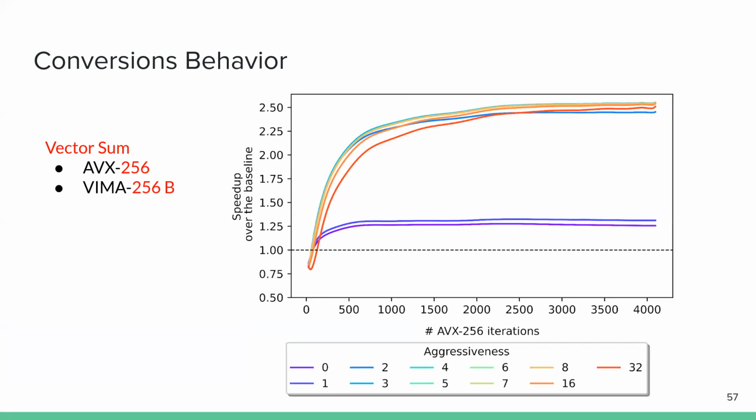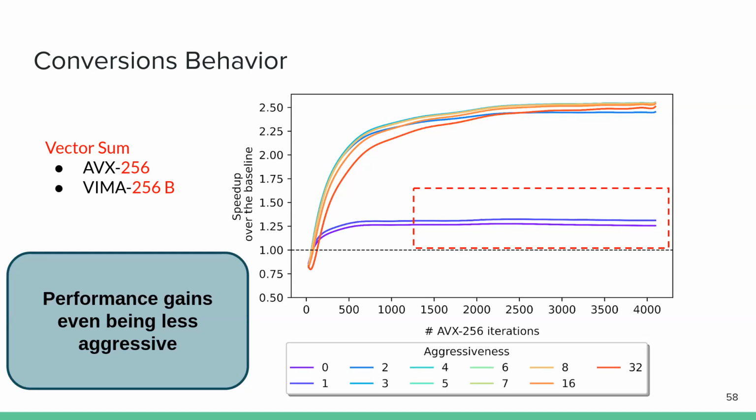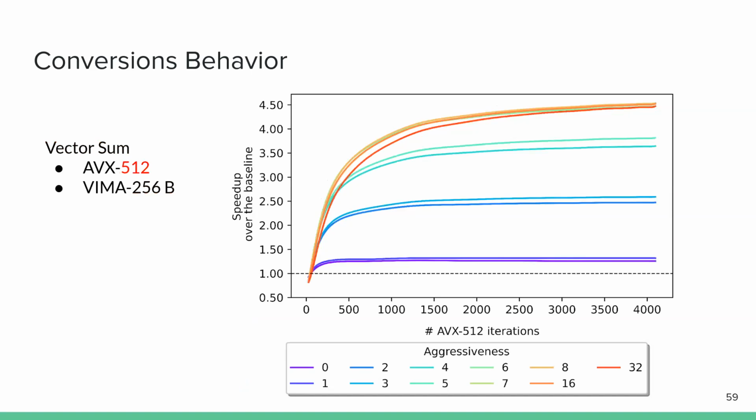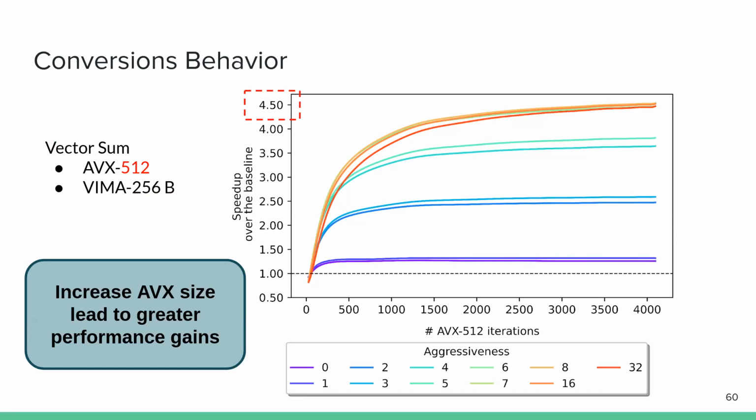The second program, the vector sum, compiled with AVX 256 and converted into Vima 256 bytes. The vector sum algorithm presents more memory accesses in each of its iterations. So Sapive could reach performance gains even being less aggressive in this program. When we increased the AVX size, something similar to the memory copy happened. That is, we could reach greater performance gains, almost 4.5 times.